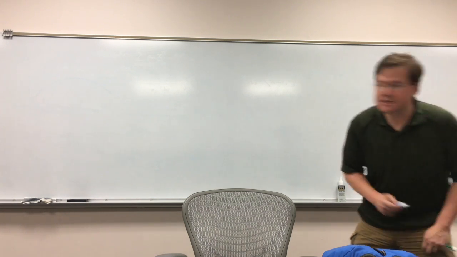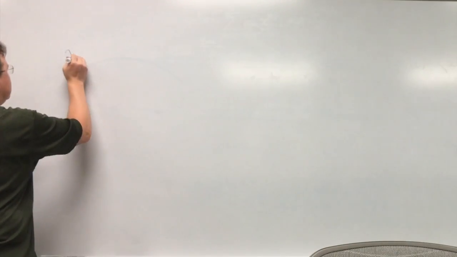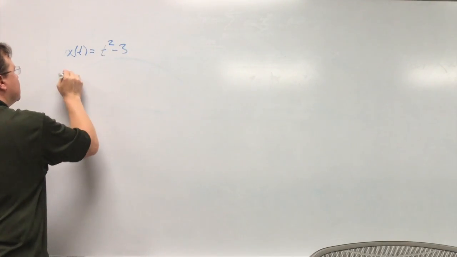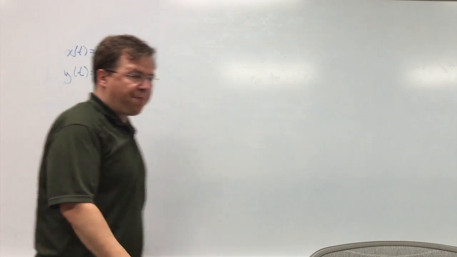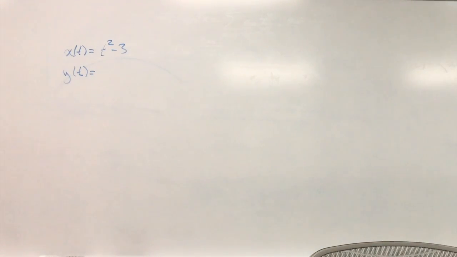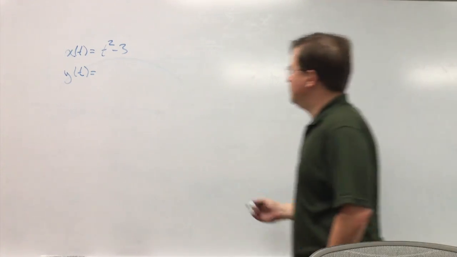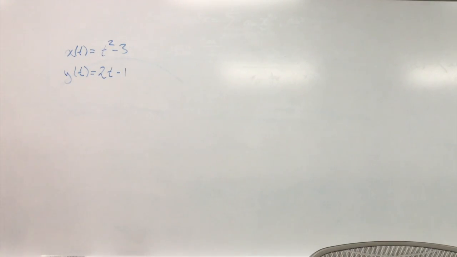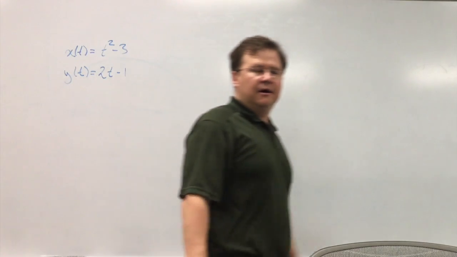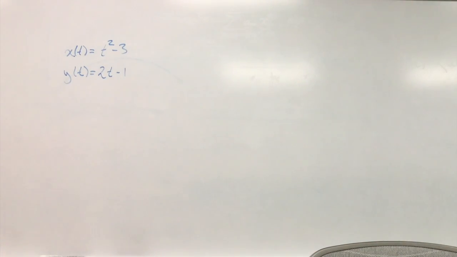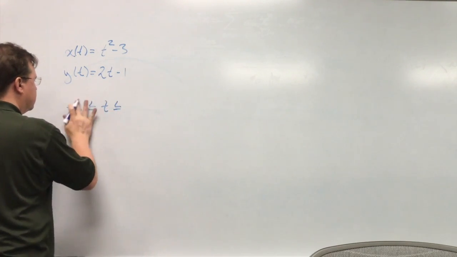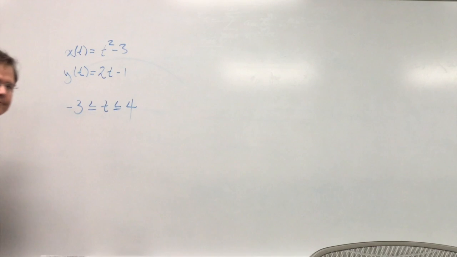X of t, X as a function of t, is t squared minus 3. Y as a function of t can be written as 2t minus 1. Very often with parametric equations, they're going to specify the values of the parameter, like they do here. They say that t goes from -3 to 4. That makes sense?